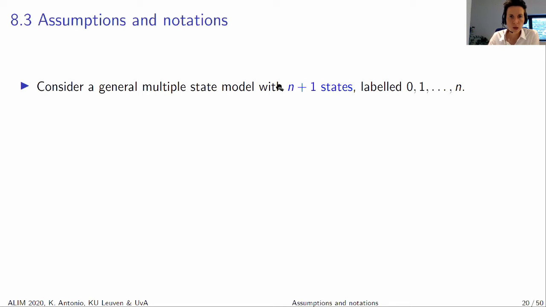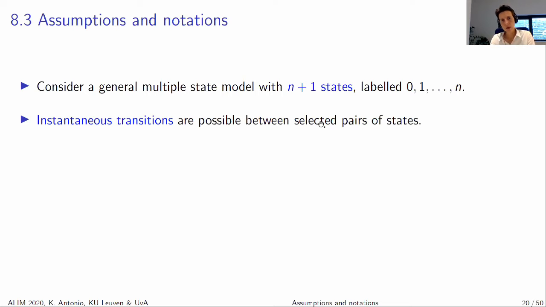So first of all, we start with n+1 states. We label them, at least that's what the book does, and that's what we will follow. We will label a sort of basic state with 0, and then from there on, we will label the other states from 1 to n. We assume that instantaneous transitions are possible between selected pairs of states. So in general, we start with continuous time, right? And we're later going to simplify to discrete time transitions and so on. But in general, let's say we take the framework of continuous time transitions.